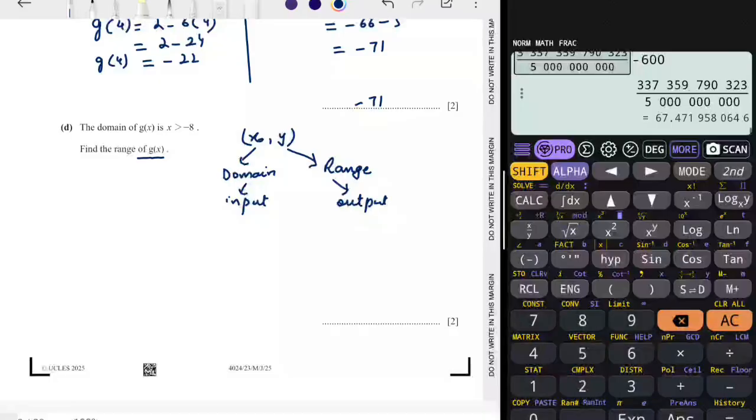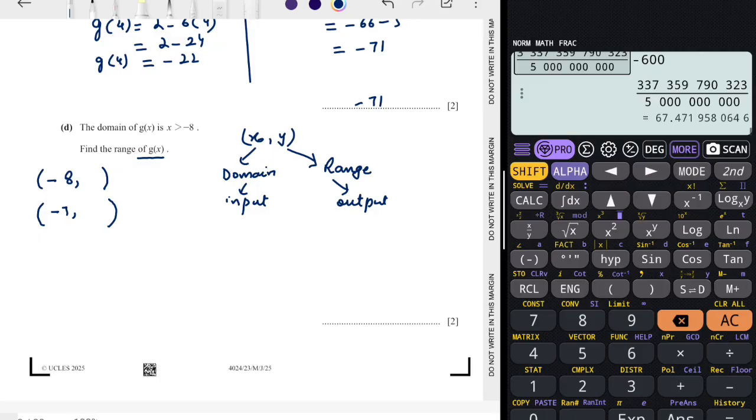So the question says that if you substitute an input that is greater than minus 8, what impact will it have on the range? It means if you substitute minus 8, what value does the range become, and if you put a greater value, that is minus 7, what effect does it have on the range? So we'll show some working here.